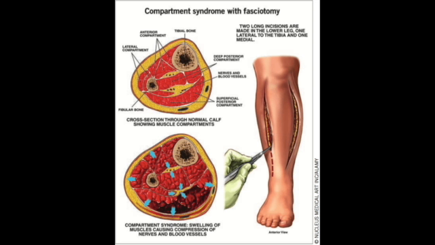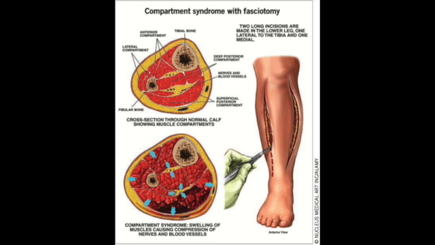Management: you want to do prompt decompression. This is by emergency fasciotomy to decompress the compartmental pressure. While awaiting decompression, place the limb at the level of the heart without elevation. Supportive management: remove all constrictive dressings, give IV fluids and oxygen. So, while you're waiting for the fasciotomy, place the limb at the level of the heart, not elevated.